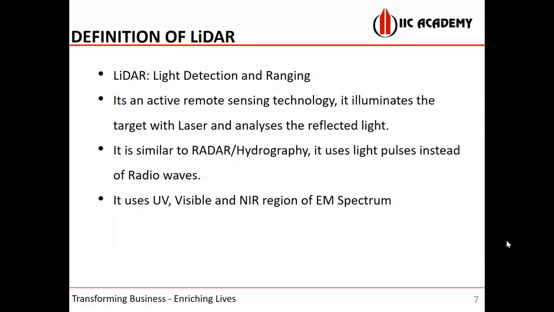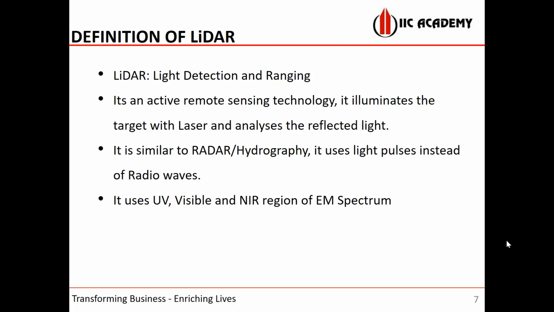So LiDAR technology is an active remote sensing technology. Why is it active? Because in most remote sensing techniques we use sunlight, which is passive remote sensing. But LiDAR is active remote sensing. It illuminates the target with a laser and analyzes the reflected light. This is how it happens.